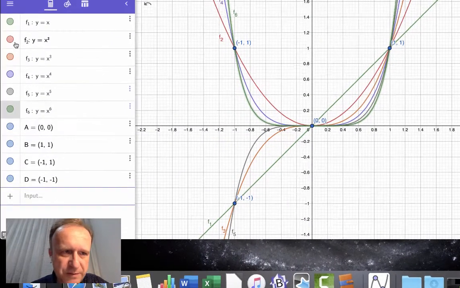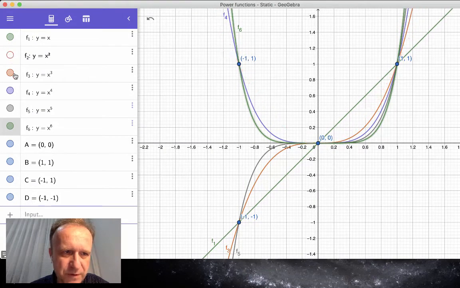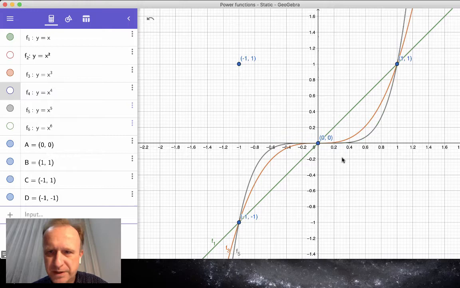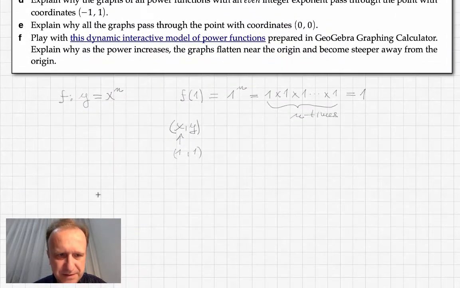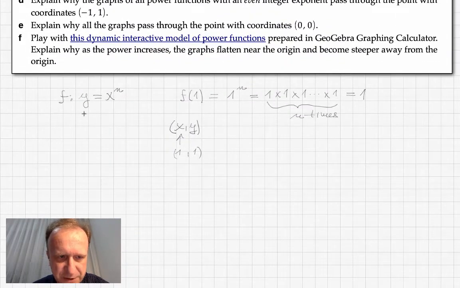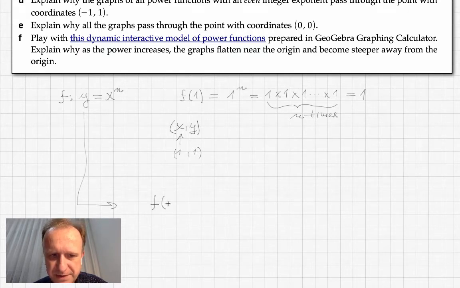Okay, so let me make visible only those which have the odd integer exponent. So here they are. And the question is to explain why all of them pass through this point with coordinates -1 and -1. Okay, to see that, let us consider again the same function here, but this time we'll try to evaluate the function value at -1.